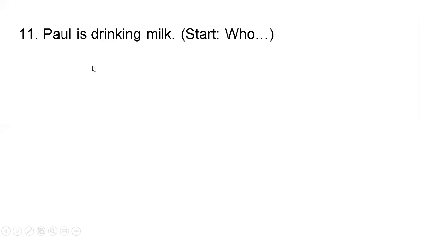Start with who. So, who is drinking milk? And if I ask this question, who is drinking milk? The answer, the one word answer, will be Paul. So I have to leave Paul out. Got it? And we don't interchange is and drinking.